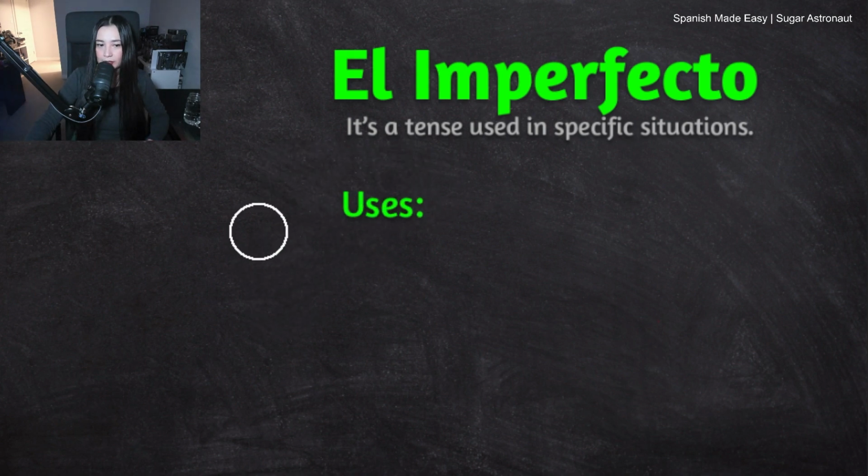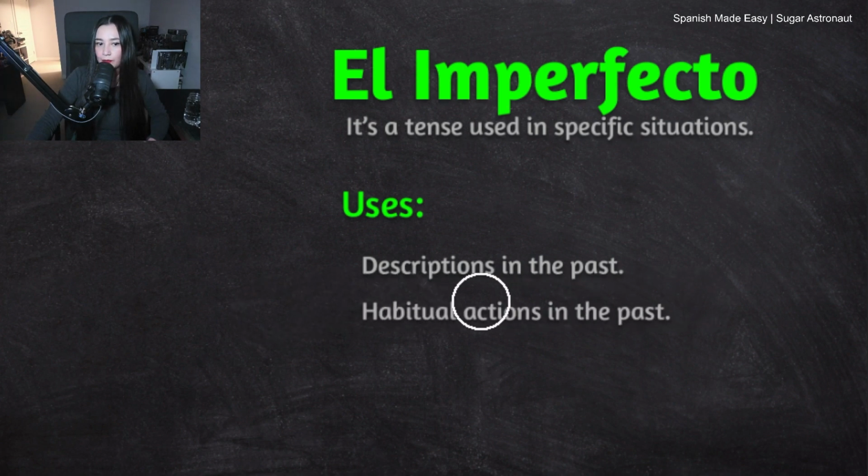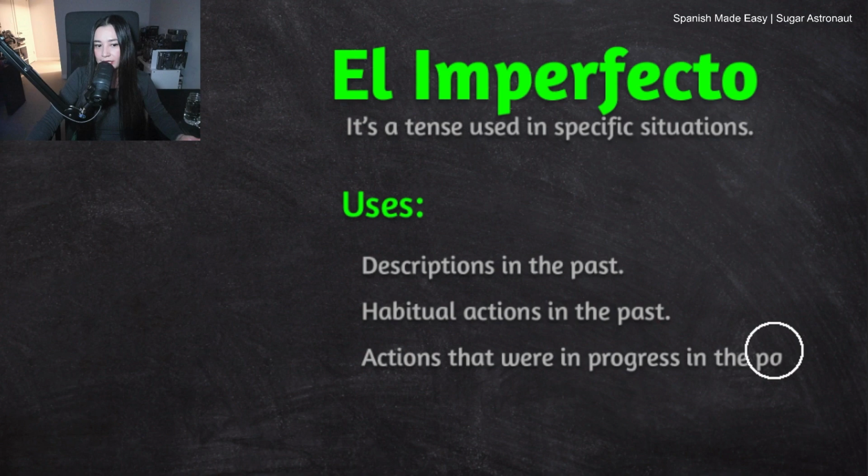So the uses are for descriptions in the past. So this is very interesting. Also for habitual actions in the past, things that you used to do. Also actions that were in progress in the past.